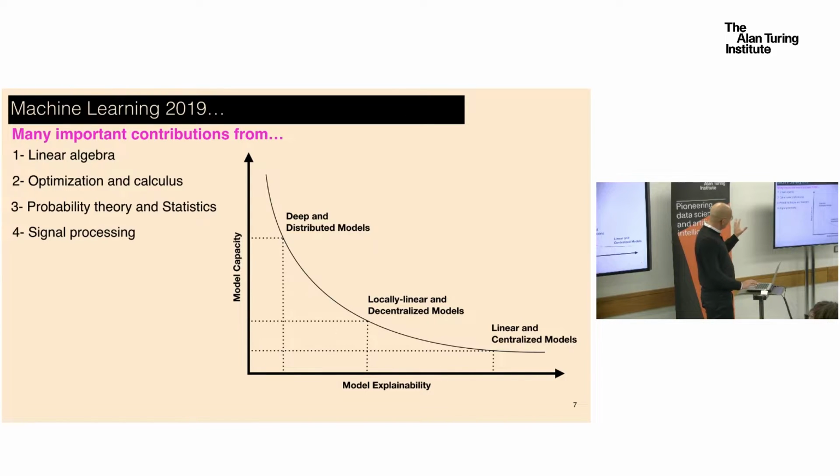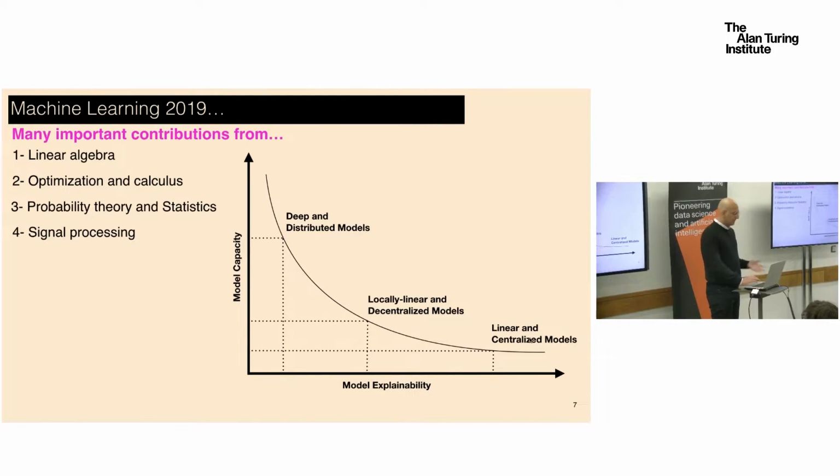And then if you just summarize it quickly, you have these developments in 3 stages, I would say. You have linear and centralized models, like classical regressions. Then we have local linear and decentralized models. And then nowadays, we have deep and distributed models. And then there's always this debate about model explainability and model capacity.